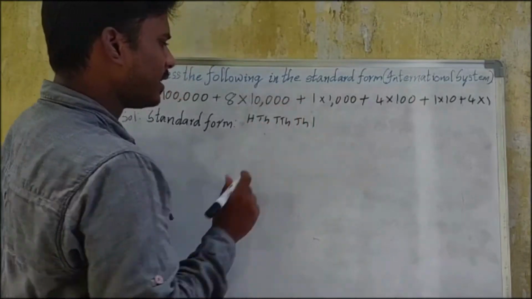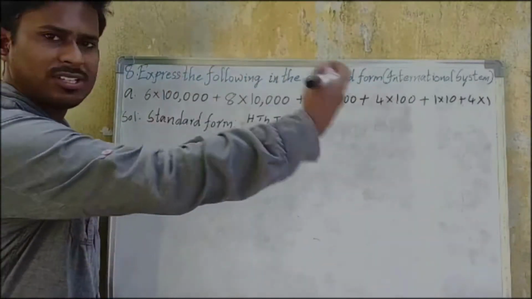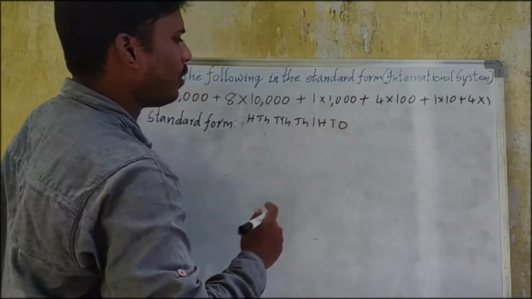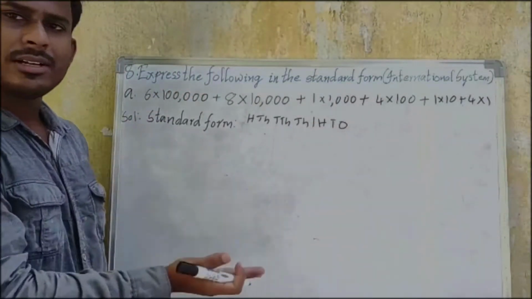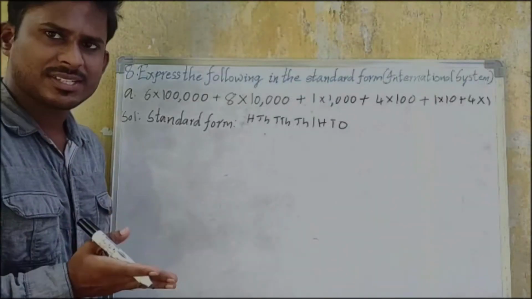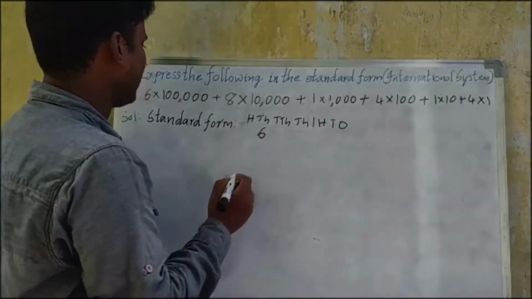Okay, this is one period. What is the next period here? Ones period. So in that ones period, 100, 10s, 1. According to that, let us write the digits here. Now in 100,000 place, what digit we have? 6. So let us write 6 here.